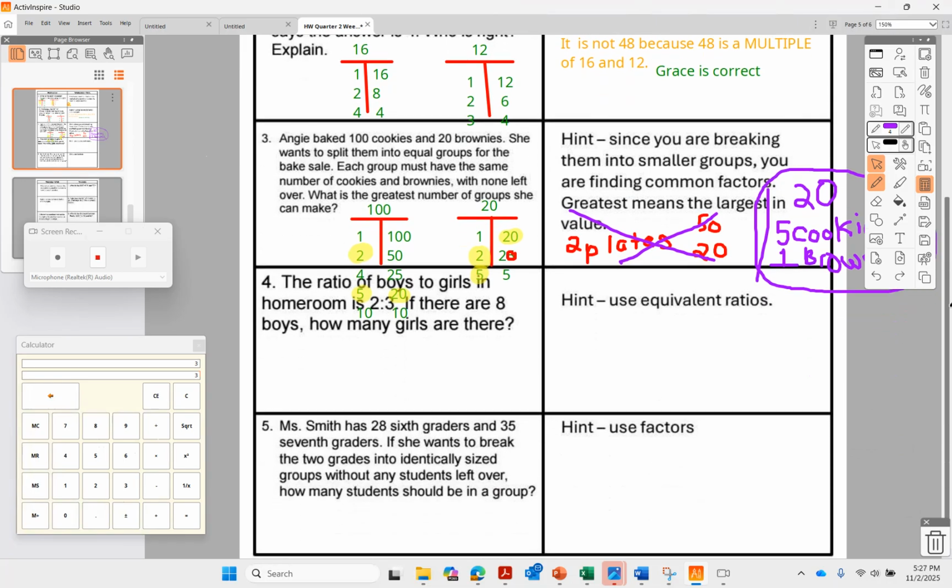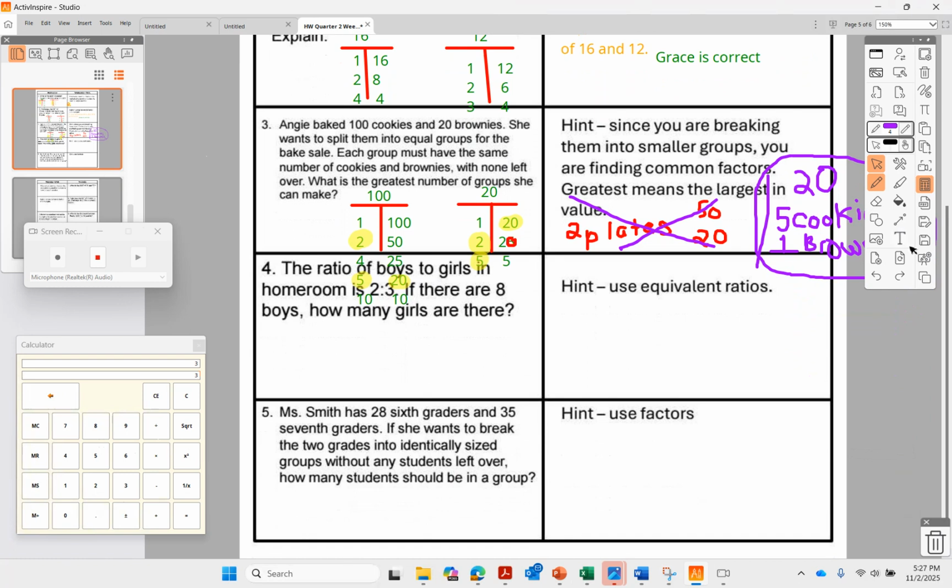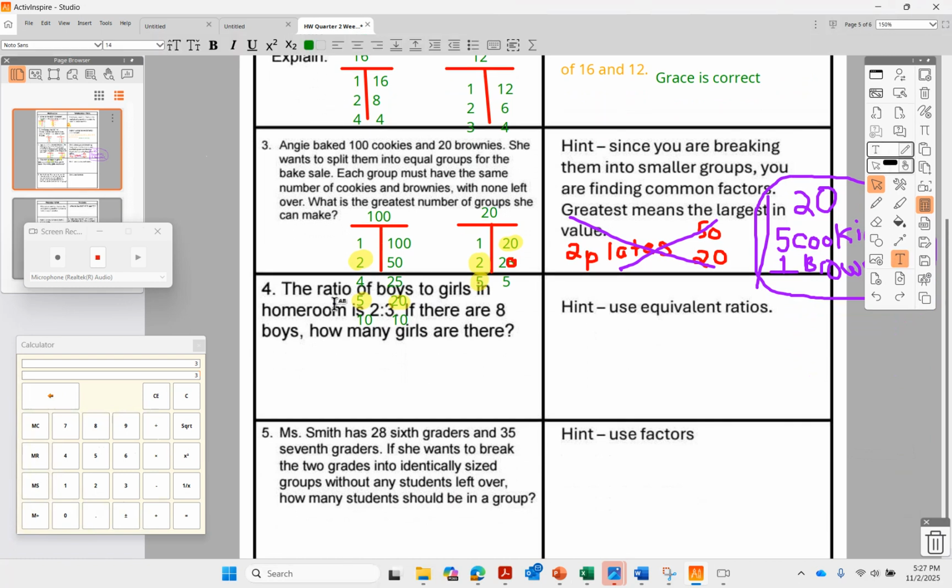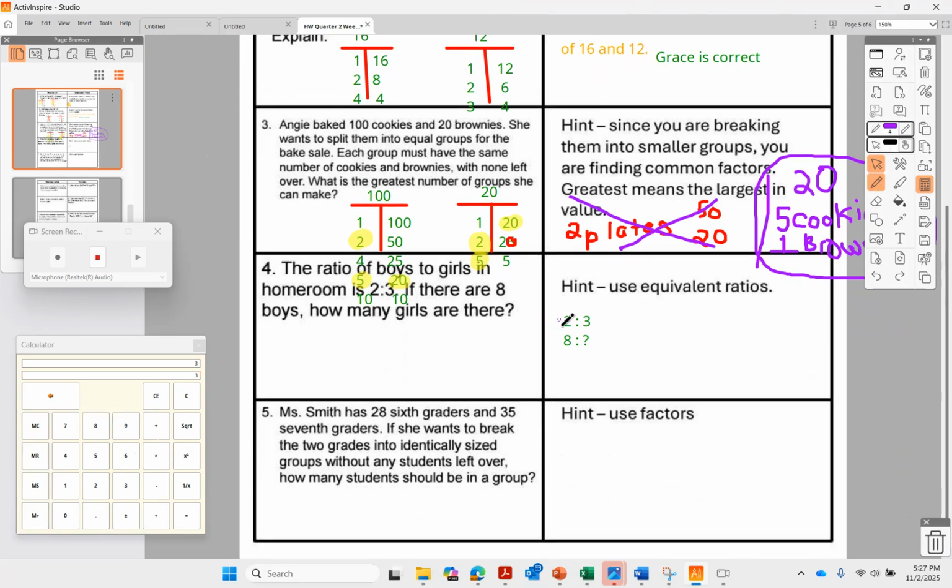Okay. Now, I have a little bit of a mess here. Hopefully you can see what we have going on here. The ratio of boys to girls in the homeroom is 2 to 3. If there are 8 boys, how many girls? And we've done a lot of problems like this, so now you're going back to finding that common factor. How do you move from 2 to 8 with multiplication or division? It's times 4. So 3 times 4, and so there's 12 girls.